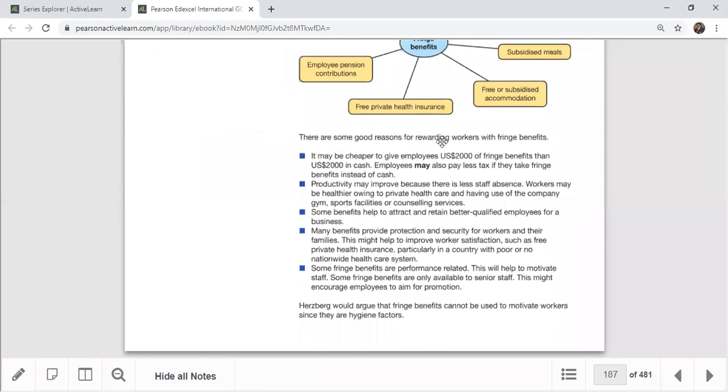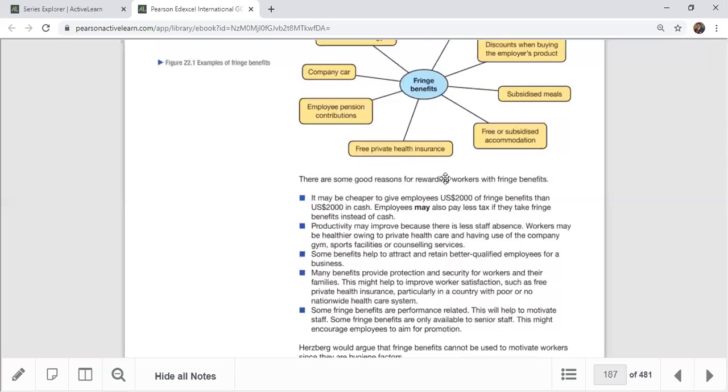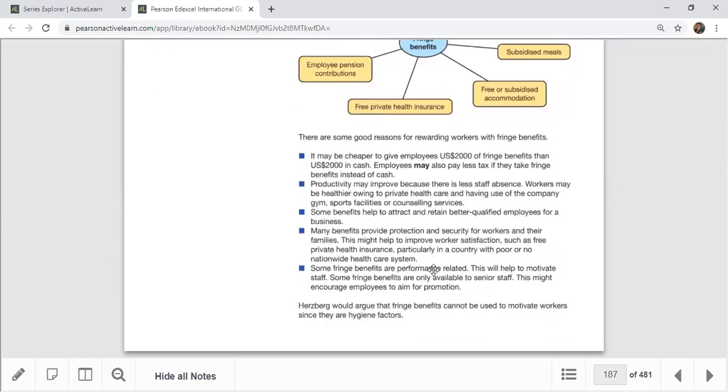And not only that, some organizations even pay for child education. In some overseas countries, there are overseas workers, and you can see children's school fees sometimes paid by the organization. There are big organizations like that. So some benefits provide protection for the worker as well as the family, and finally, some fringe benefits are performance related.